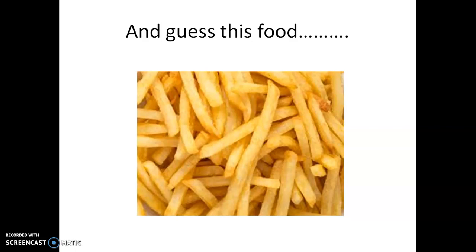So what does this have? Can I add sugar to these French fries? No. What are we going to add? We are going to add some salt. So French fries are salty food.